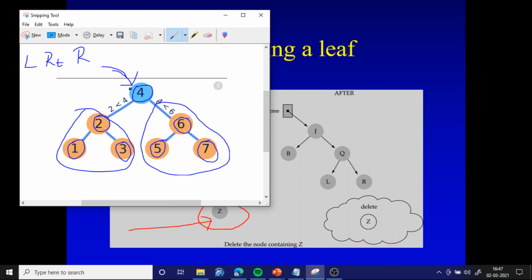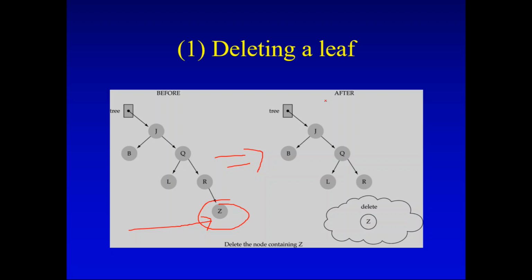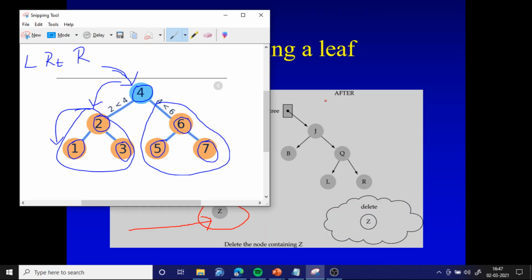Does this have a left child? Yes. So go left, which is 2. Does this have a left child? Yes. So go left. Does this have a left child? No. So visit it. So what will be the output? Output is 1.